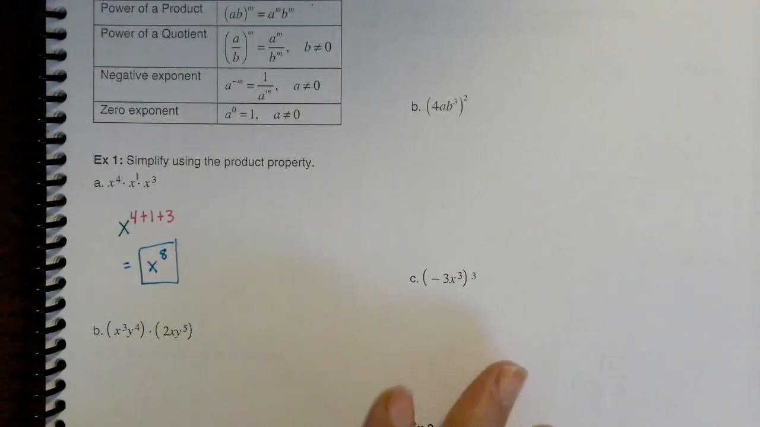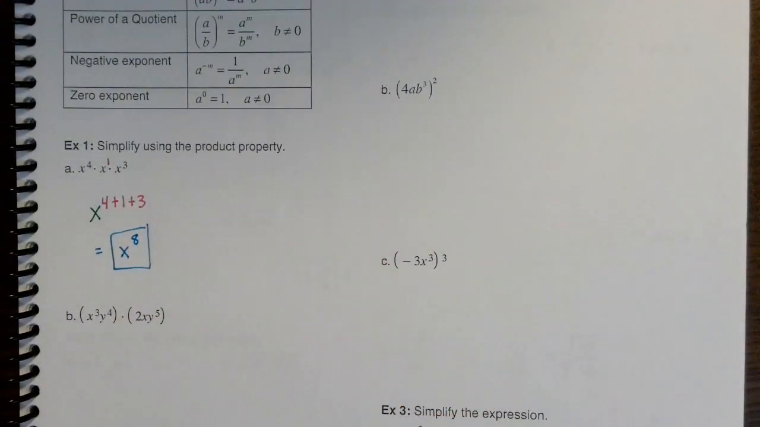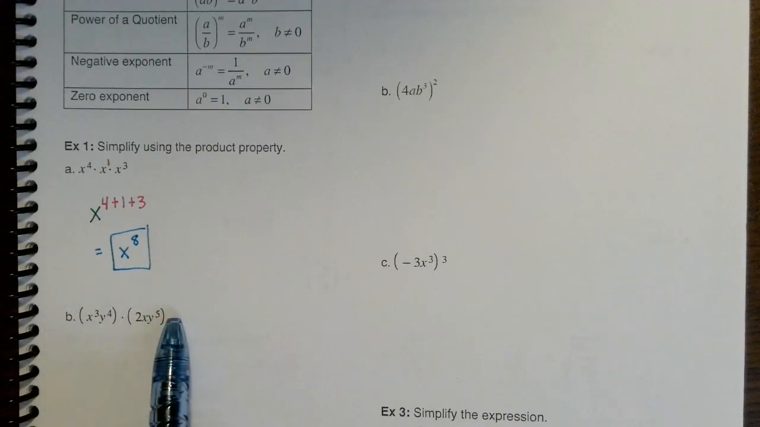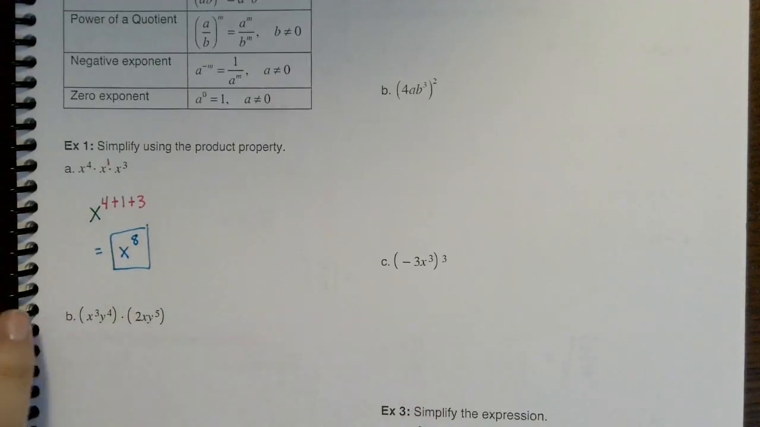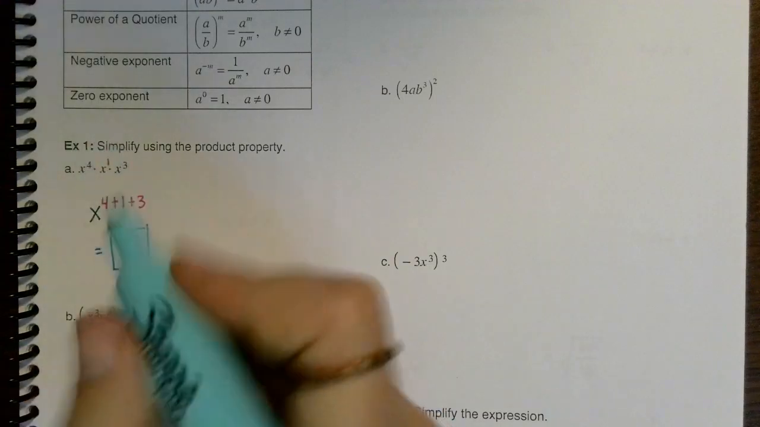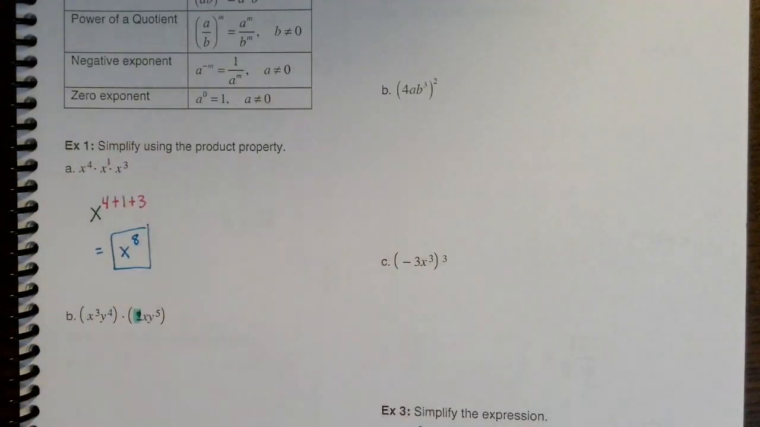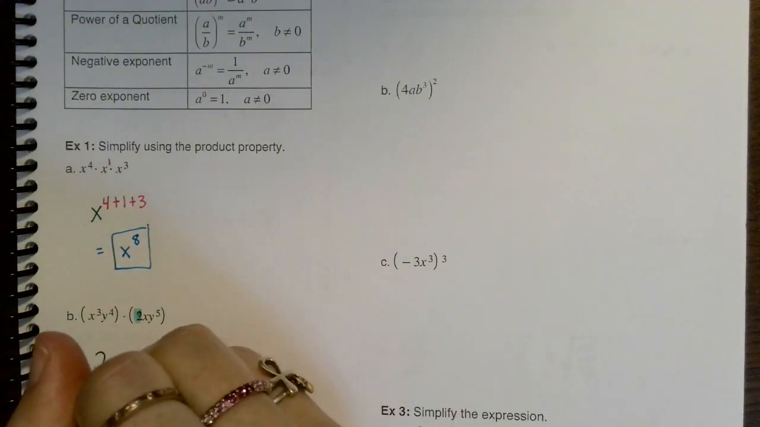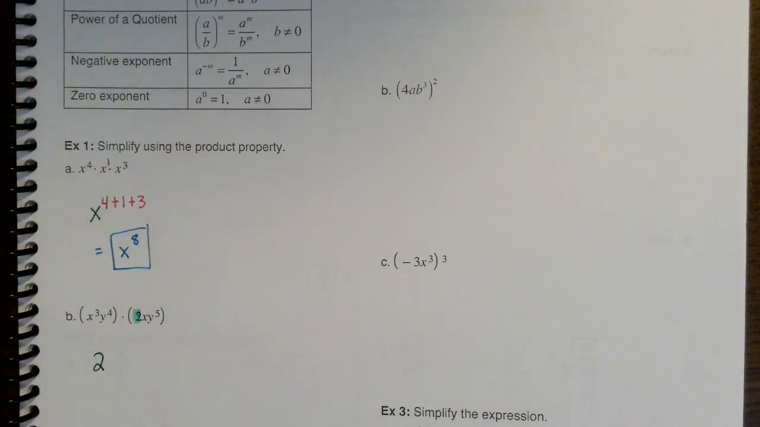Okay. So now in this context, we have different bases, and we also have a coefficient. So that 2 is called a coefficient. It's not a variable. And that 2 would multiply any other coefficient that was sitting here. This coefficient is just 1, so 2 times 1 is just 2.